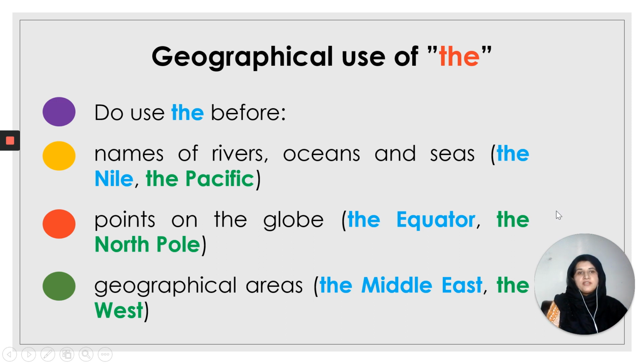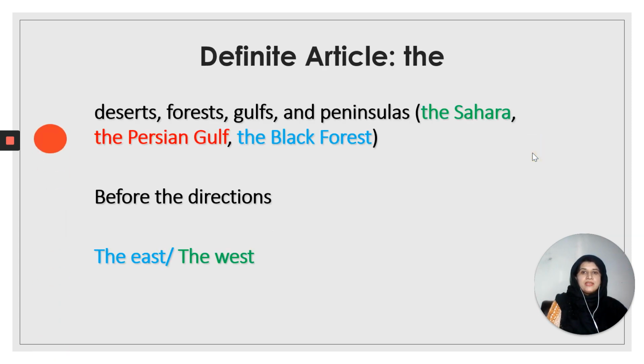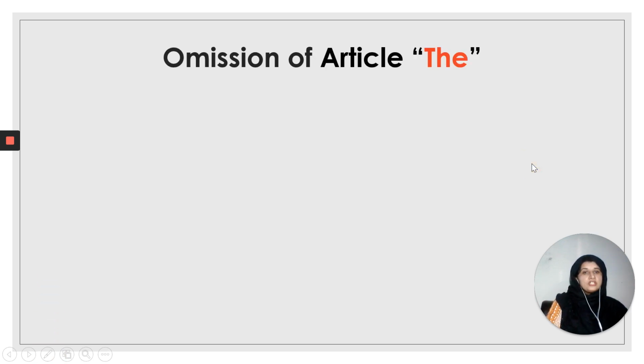Okay, geographical use of the. Do use the before names of rivers, oceans and seas, points on the globe, geographical areas. You can see examples written in the bracket. And deserts, forests, gulfs, peninsulas, before the direction. So इन सब के start में हम क्या use करते हैं? Definite article the, right?